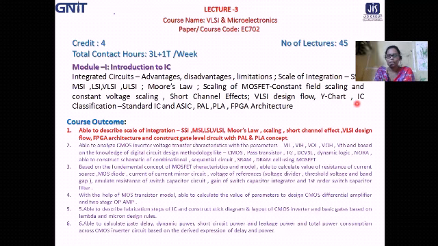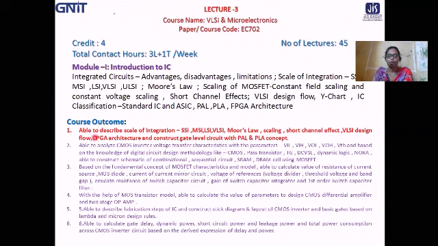Next is IC classification. In IC classification, we will study about the standard ASIC and also the standard IC and PAL, PLA and the FPGA architectures. So this was in short the things that we are going to study in module number 1. Now let us come to the course outcomes. The course outcomes are very important because these course outcomes will be fulfilled after the completion of this particular course of VLSI and microelectronics. Now let us see the course outcomes.